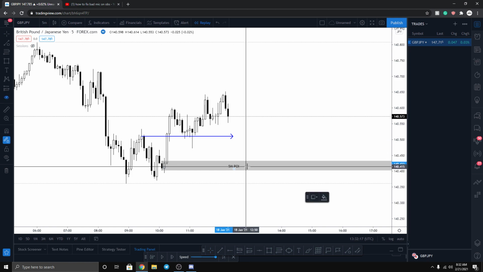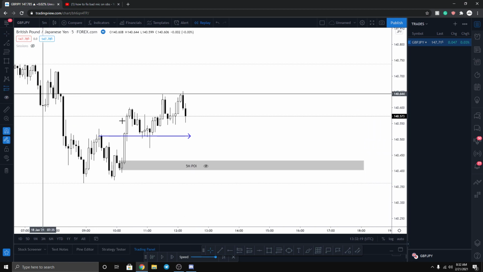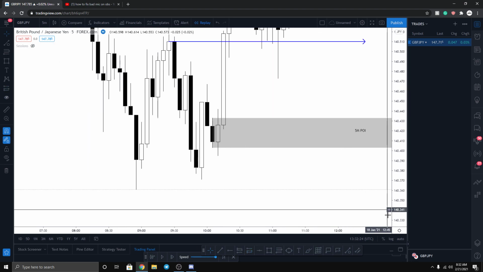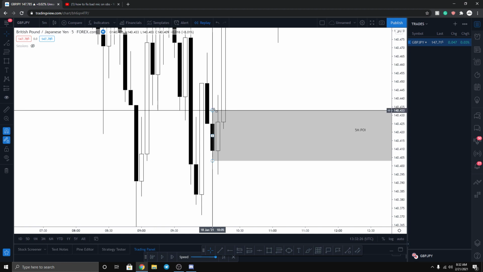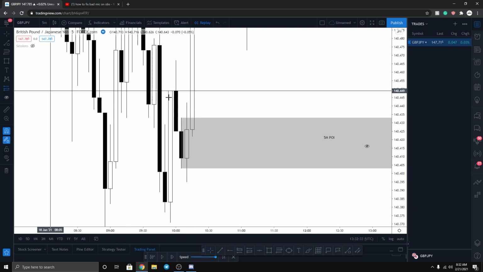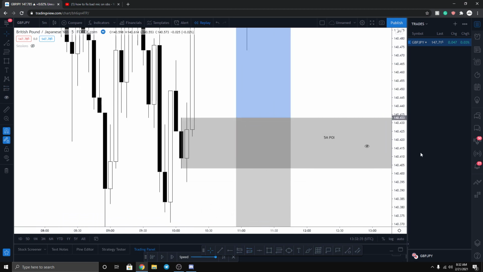Now from here, all you do is wait for price to come down into this level, and now you can do multiple things. Now with order block entries, you could either enter on the open of the bearish candle right over here and have your stop loss at the low. Now that's more of an aggressive entry, so it'd be like this, right?